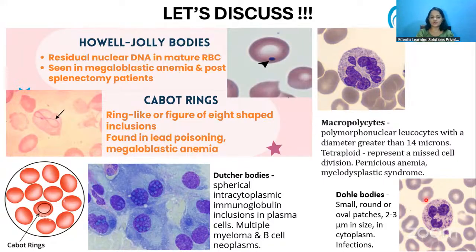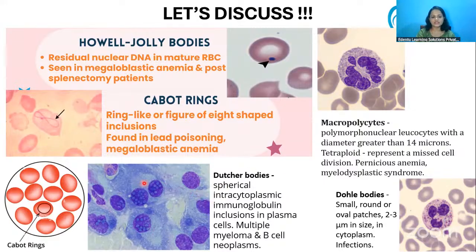Then the next option was Dohle bodies. What are Dohle bodies? Dohle bodies are again cytoplasmic inclusion bodies. You see small round oval patches of inclusion bodies in these neutrophils. They are called Dohle bodies.